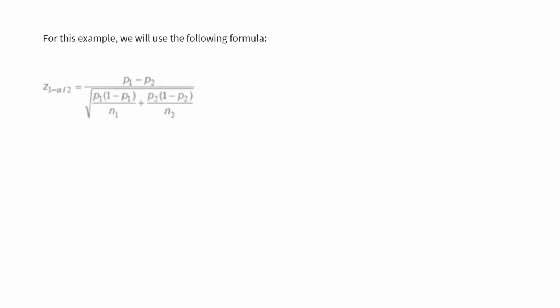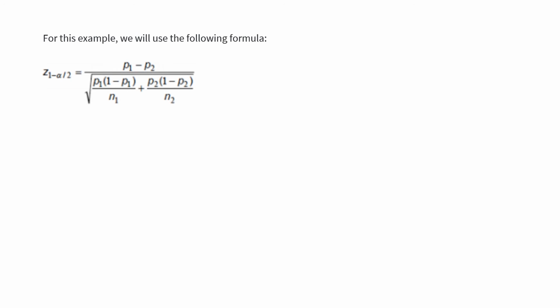For this example, we'll use the following formula. Z1 minus alpha by 2 is equal to P1 minus P2 divided by the square root of P1 into 1 minus P1 by N1 plus P2 into 1 minus P2 by N2. How to calculate? It's pretty simple. P1 and P2 are proportions. For bank A, of the 500 people sampled, 400 were satisfied, so P1 equals 400 by 500, which is 0.8. For bank B, P2 equals 300 by 700, which is 0.428.